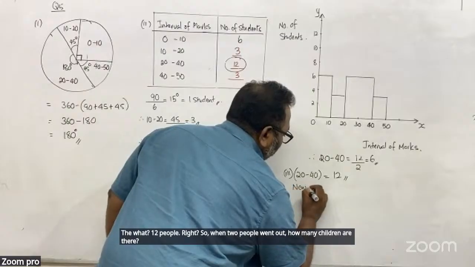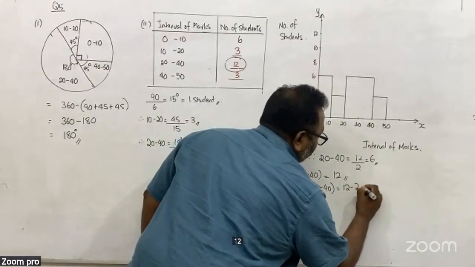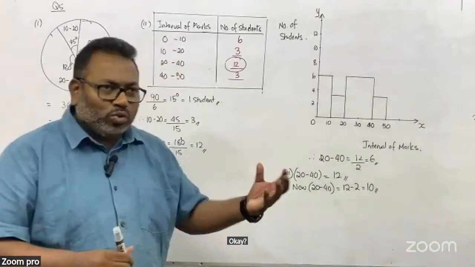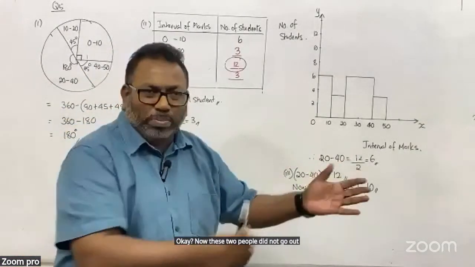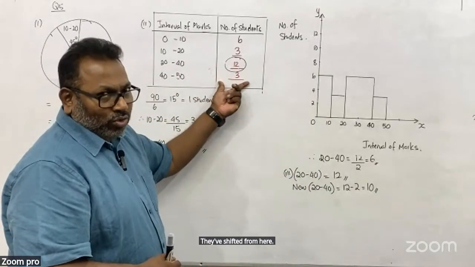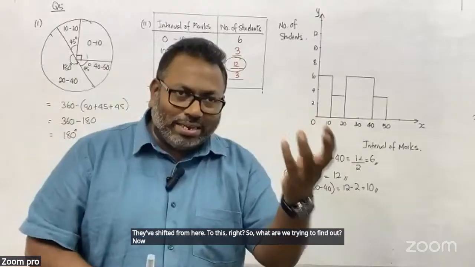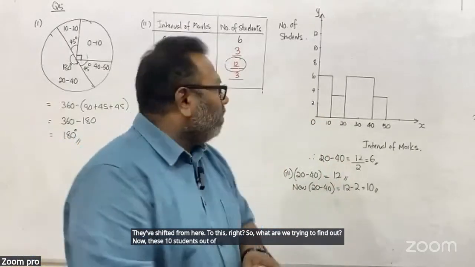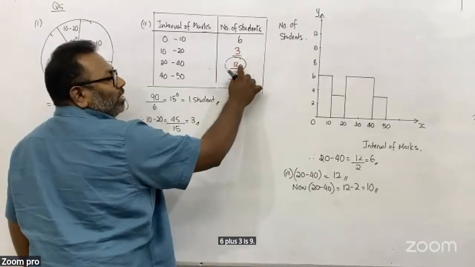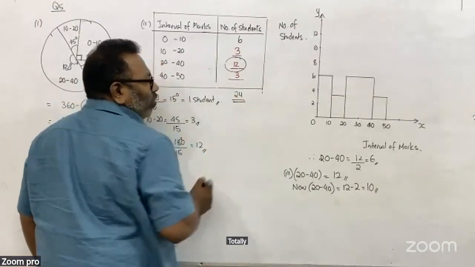New 20 to 40 is 12 minus 2, which is 10. Okay. Now these 2 people did not go out of the group. They were still there. But the only thing is, they shifted from here to this. Right. So what are we trying to find out? Now these 10 students out of the total number of students. How many students in total? 6 plus 3 is 9. 9 plus 12 is 21. Plus 3 is 24. Totally there are 24 students.